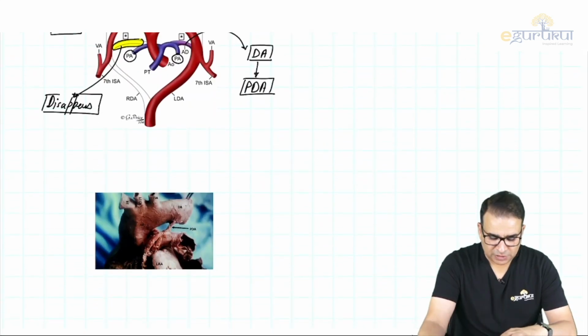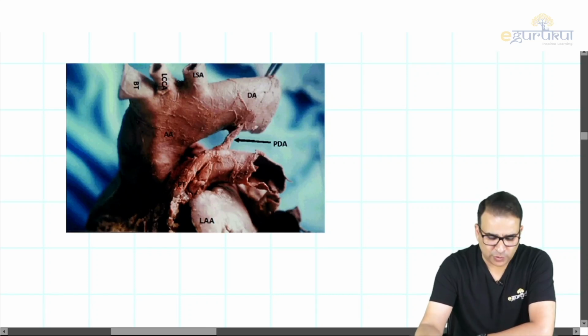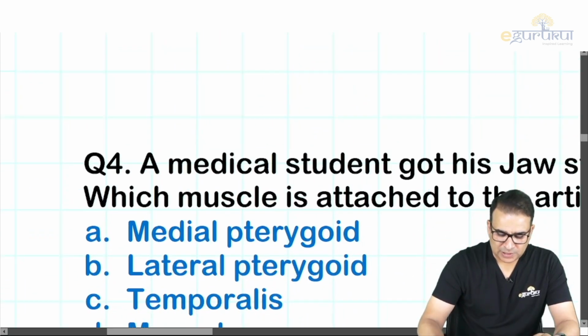You can see there's another picture. I just kept this picture to show how the PDA will look if it is a cadaveric image based question. You can see the arch of aorta, the pulmonary trunk, and this connection over there. That's the patent ductus arteriosus. Okay guys, moving on to the next question.